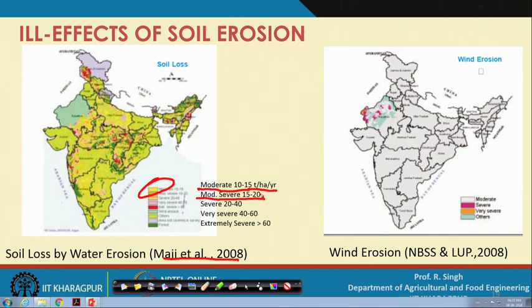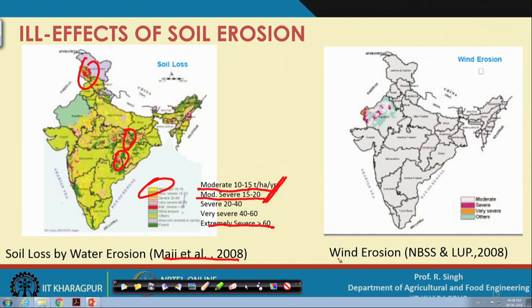In some places it is extremely severe, that is greater than 60 tons per hectare per year, but those red patches are very limited. Most of the area, as you see, falls under yellow to green, that is moderate to moderately severe, 10 to 15 or 15 to 20 tons per hectare per year.